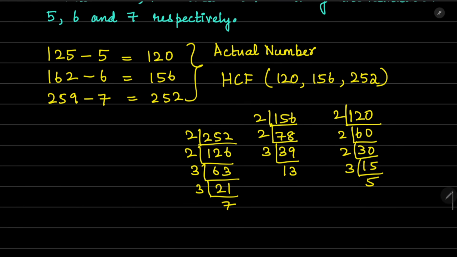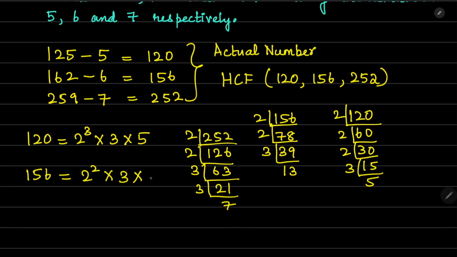So what is the prime factorization? Let me write it in a proper form. 120 is equal to 2 cube multiplied by 3 multiplied by 5. 156 is nothing but 2 square multiplied by 3 multiplied by 13. And 252 is equal to 2 square multiplied by 3 square multiplied by 7. So this is the prime factorization of the three given numbers.